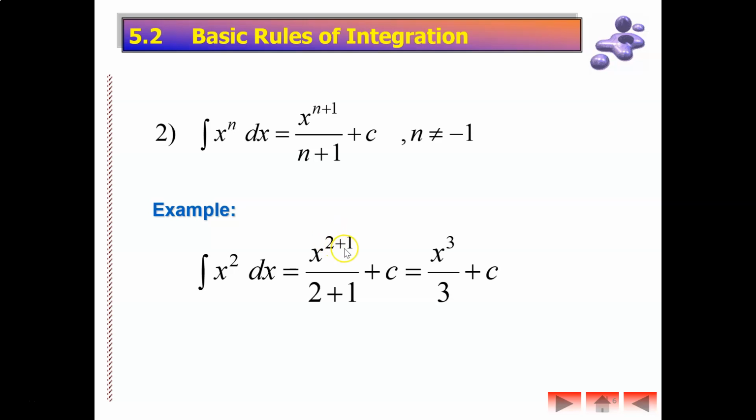And again, this new power you will divide. X to the power of 2 plus 1, divided by the new power, which is 2 plus 1, plus c. Then you have x to the power of 3 divided by 3 plus c. So just leave it as c, since we don't know what the constant value is. So just put it as c. Okay. So you have learned the first basic rule, and the second one: when you have a power, you just need to add 1 to the power and divide by the new power.